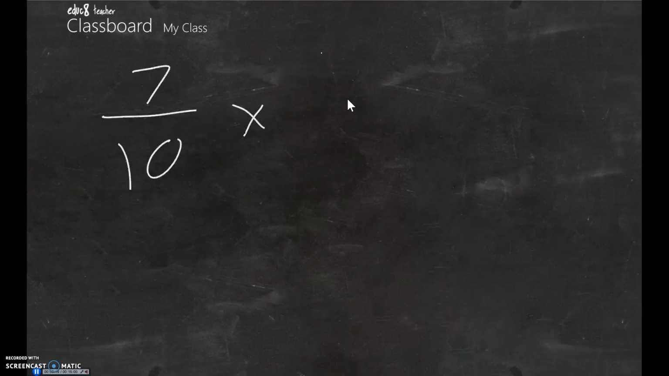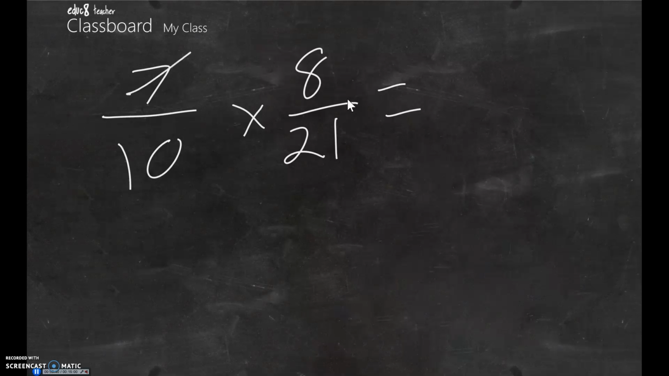7/10 times 8 over 21. Okay, let's start with 7 and 21. Is there a greatest common factor between the two? Yes. What is it? 7. Not multiple, factor. It is 7, because 7 times 3 is 21. So if we take 7 out of this, that leaves us with 1. 7 out of here, that leaves us with 3.